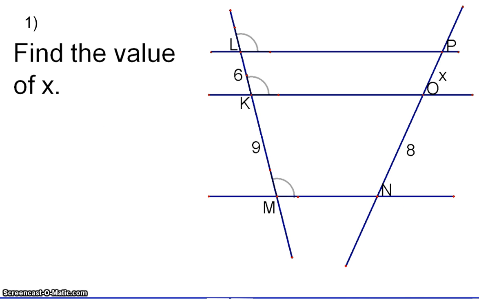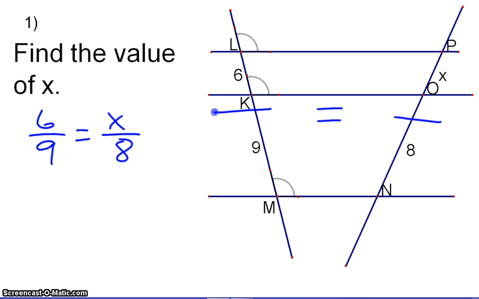An algebra problem of that, again, this one is set up. 6 over 9 equals x over 8. So when we cross multiply, we can solve for x and find out that the x value in this case is 16/3.